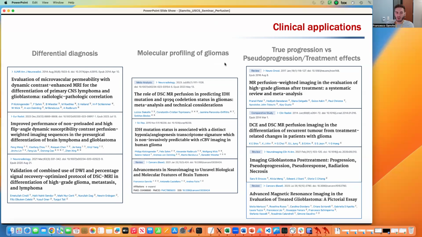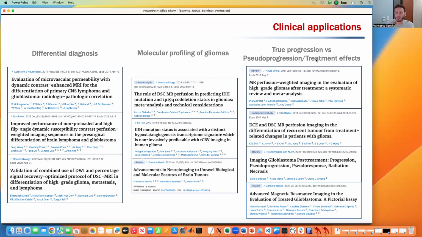Molecular profiling of gliomas is another area of application. It means that once I think that one tumor is a glioma, I may be interested in whether it has IDH mutation, 1p19q codeletion, or other molecular signatures that are important for a correct diagnosis.